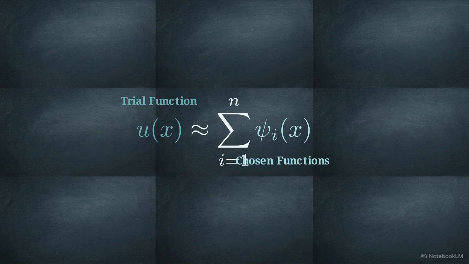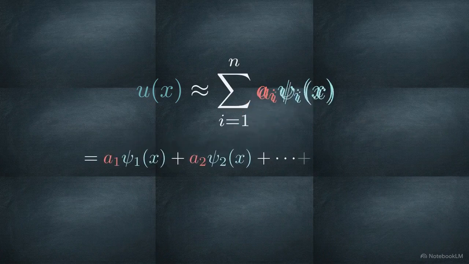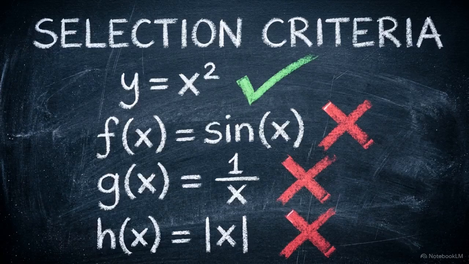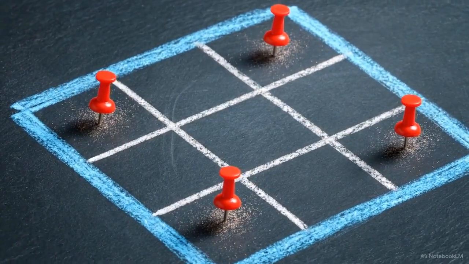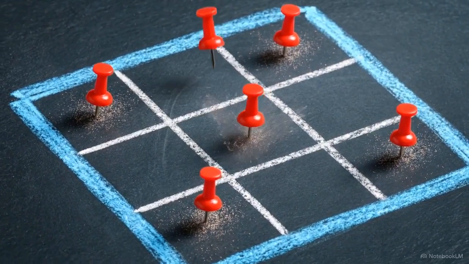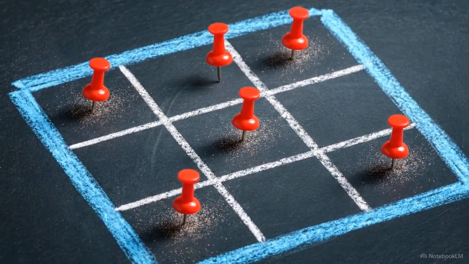We construct our mathematical approximation, the trial function u of x, by summing individual chosen functions, denoted as psi i, each multiplied by an unknown coefficient, ai. We cannot plug just any random equation into this summation. The functions we choose have to pass strict admissibility conditions. First, these trial functions must inherently satisfy the border constraints we just established, 0 displacement at the wall and 0 slope at the free end. Because our selected functions handle the borders, our collocation points, the xj coordinates, are only placed internally within the domain.